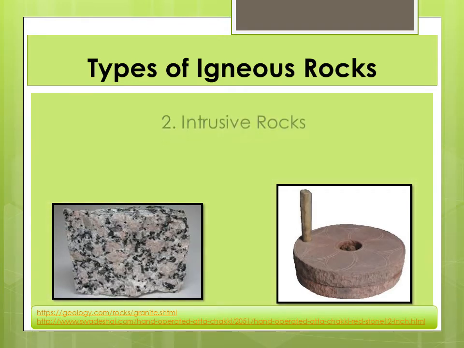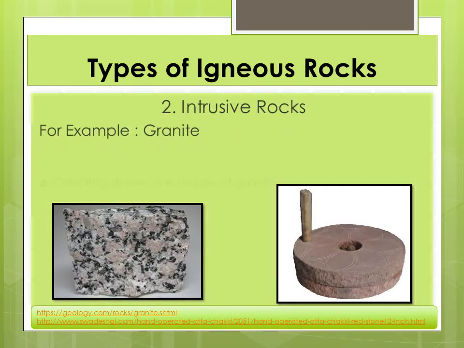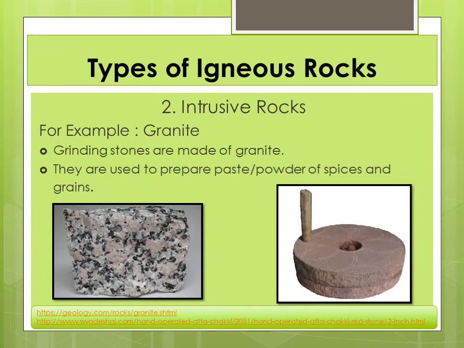Granite is an example of intrusive igneous rocks. Grinding stones are used to prepare paste or powder of spices and grains. Spices means masale, grains means anaj. These grinding stones are made of granite. Children, you can visit any flour mill, means atta chakki, and can see the grinding stone made of granite.